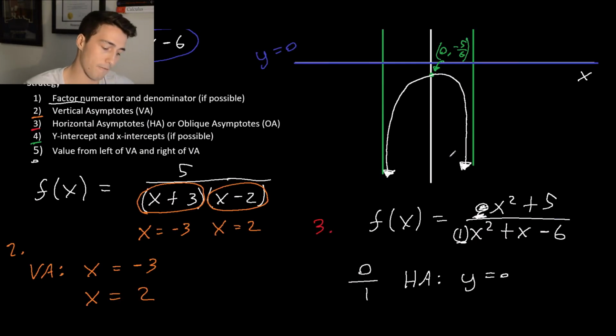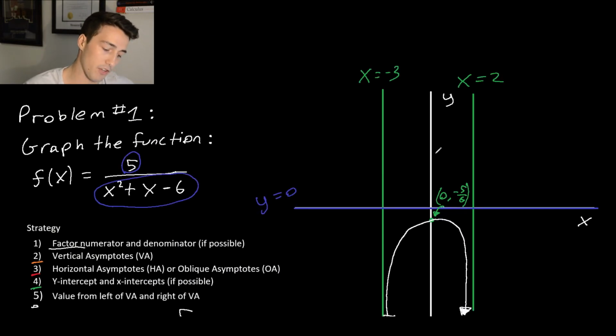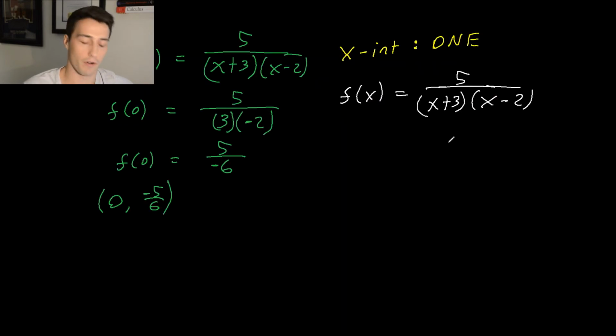So when we say from the left, what that means is going to be from the left side of the vertical asymptote. So here we can't put in the value of x is equal to negative 3, but we can put a value from the left of that. So we can put in like a value of x equal to negative 4. And so that's what we'll do.